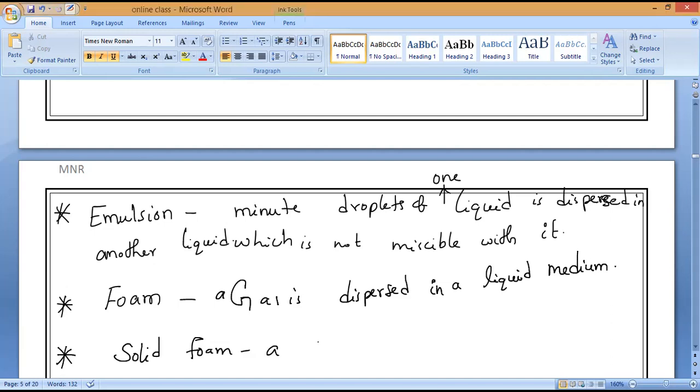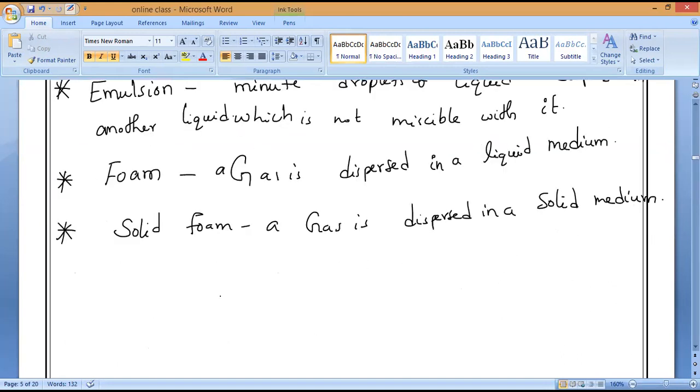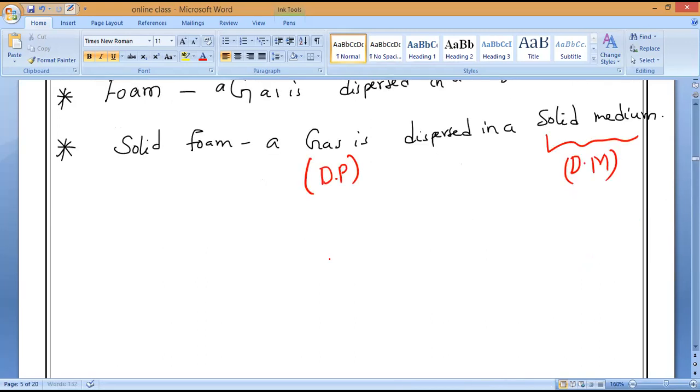A gas is dispersed in a solid medium. With a liquid medium, what did we call it? Foam. If it is a solid medium, then it is called solid foam. So what is the dispersed phase here and what is the dispersed medium? This is the dispersed medium, and the dispersed phase is gas. Is it okay? Everyone, please respond.